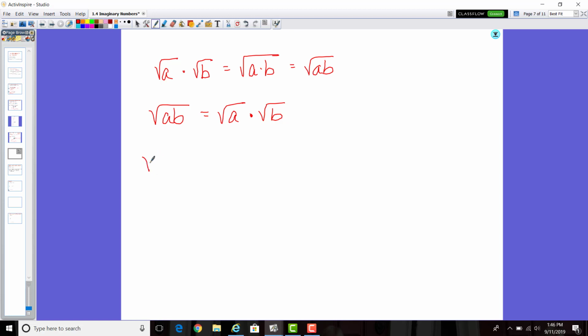Some rules of addition and subtraction is that in order to add, the numbers underneath have to be the same, and you combine the coefficients. So the square root of a plus the square root of a means you have 2 square root of a's. 3 square root of a minus 4 square root of a means you have -1 square root of a, and so on and so forth.